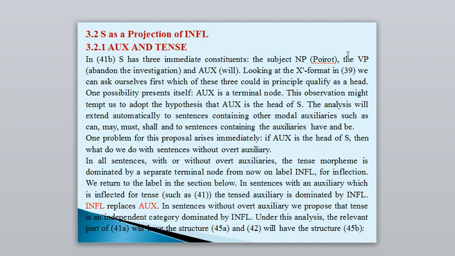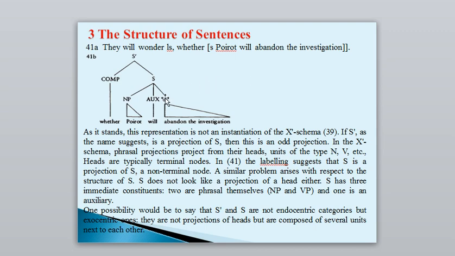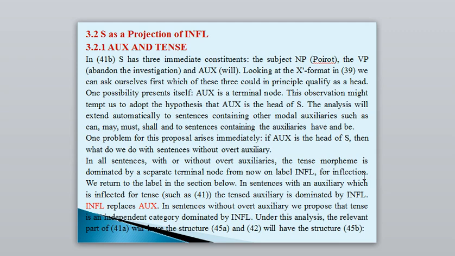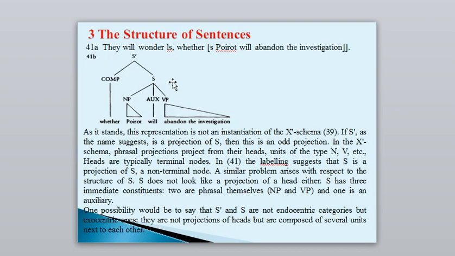So first of all, I want to talk about the auxiliary or tense. In the previous diagram, you see we have a kind of auxiliary here. So maybe this auxiliary is the head of the sentence, maybe. So what is auxiliary? As you know, in the previous diagram, S has three immediate constituents: the subject, Poirot; the VP, abandon the investigation; and the auxiliary, will. Again, you look at the tree diagram. This sentence consists of three lines: the NP, the subject, the auxiliary will, and the VP, abandon the investigation.